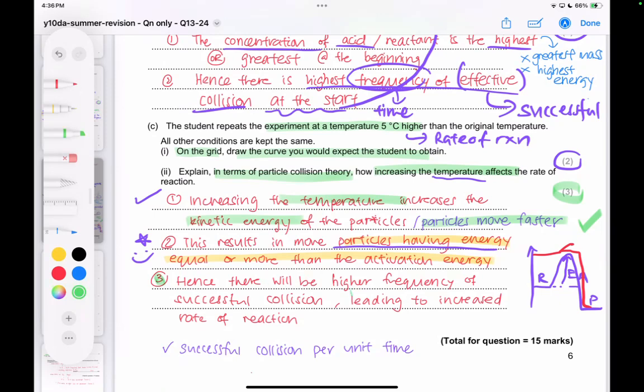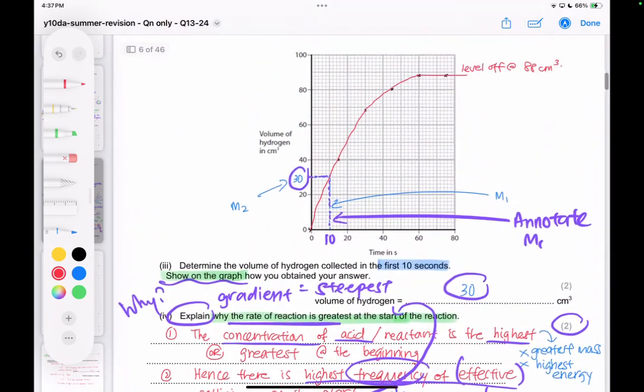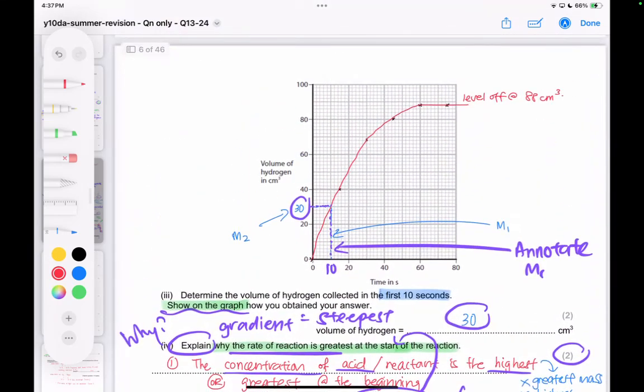It's saying that now that the particles have more energy than the activation energy, there'll be a higher frequency of successful collision or higher frequency of effective collision, leading to increased rate of reaction. This is another way to structure your 3rd point if you want to. Okay, so I'm going to go back to this question here. On the grid, draw a curve that you expect a student to obtain if he is conducting the experiment at 5 degrees higher. So what's going to change here?